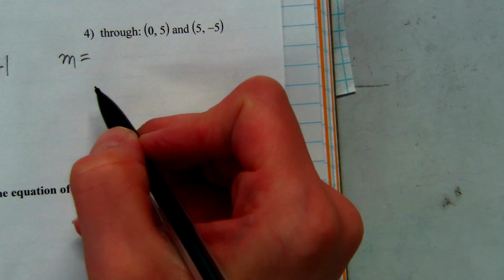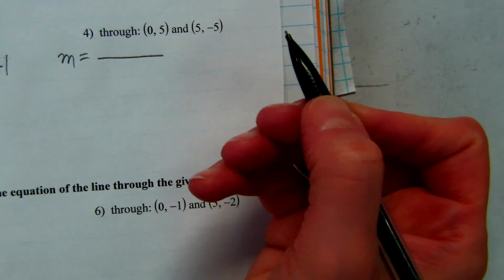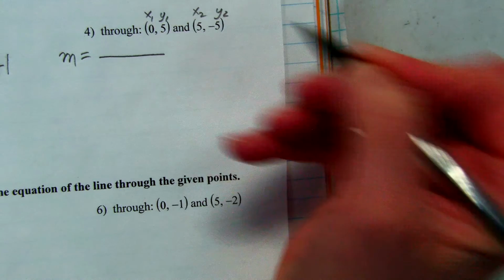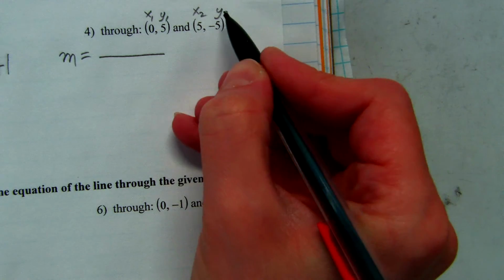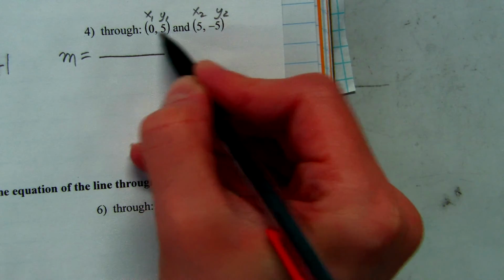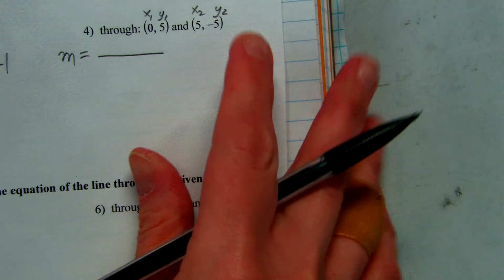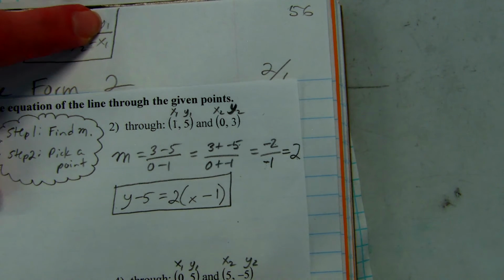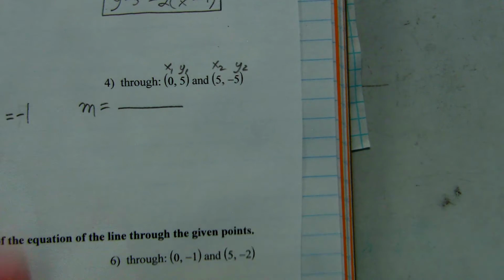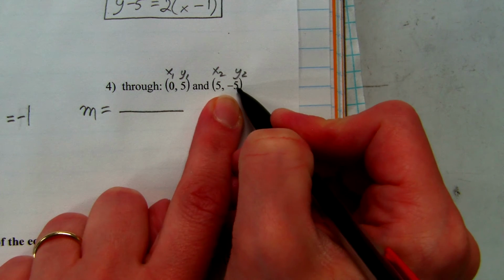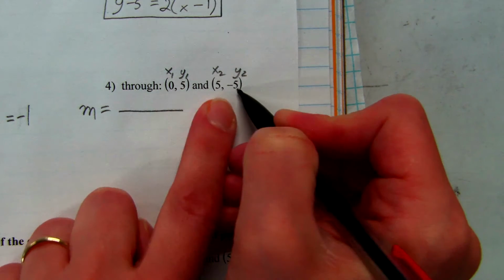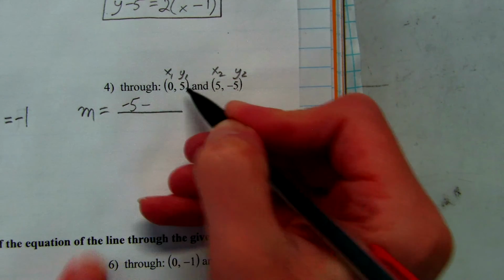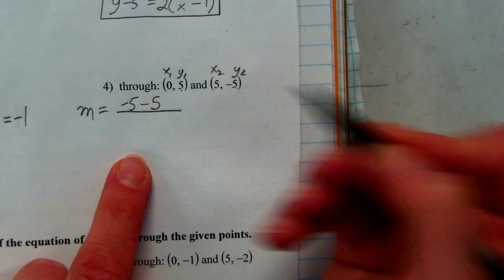So m equals, so what would go on the top? So I'll set this up. x1, y1, x2, y2. We want to do y2 minus y1. So if I come down here and look, I want to do my second y value minus my first y value. So my second y value is -5. And then the formula has a minus in it. And then my other y value is a 5.